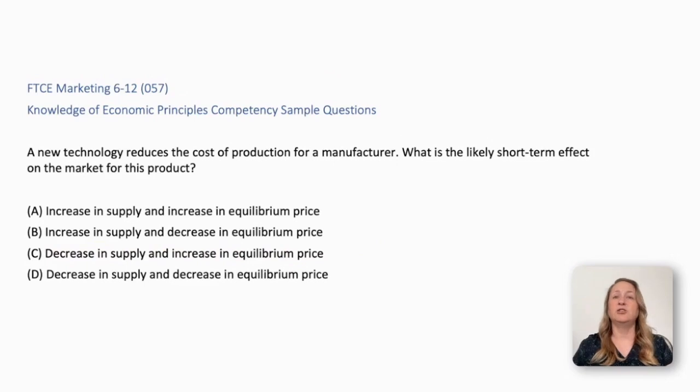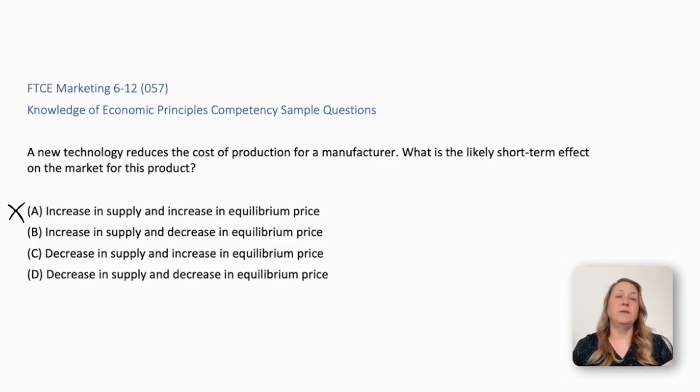A new technology reduces the cost of production for a manufacturer. What is the likely short-term effect on the market for this product? A. Increase in supply and increase in equilibrium price. B. Increase in supply and decrease in equilibrium price. C. Decrease in supply and increase in equilibrium price. Or D. Decrease in supply and decrease in equilibrium price.